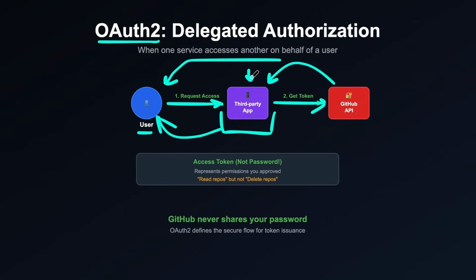Can they create, read, update, or delete, or whatever permissions you set. And then GitHub sends them the token, which contains the permissions this third-party app is allowed to use. And OAuth 2 defines the flow for securely issuing and validating those tokens. So you give them the access token and not your password, which represents the permissions that you approved personally. So it can be reading specific repos or also creating and pushing to those repositories, but not deleting those repositories.